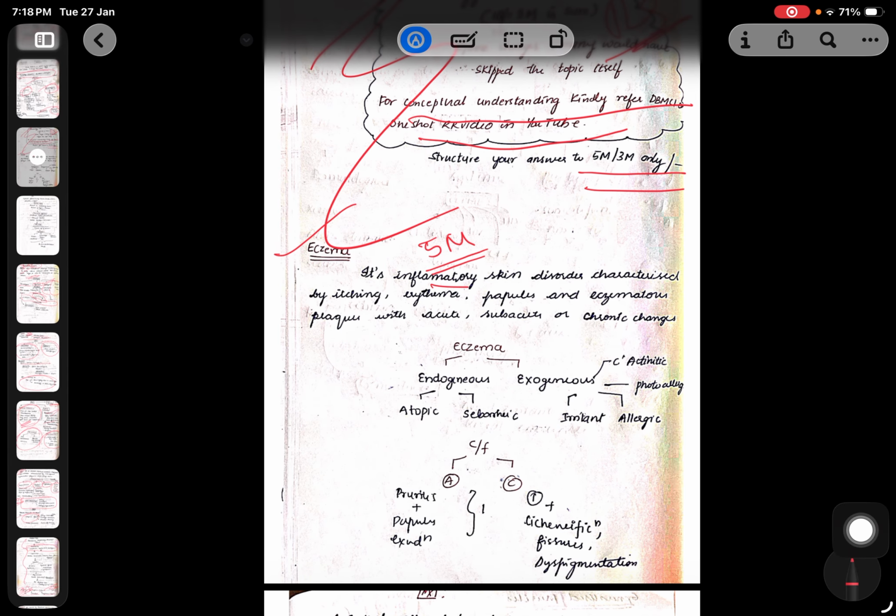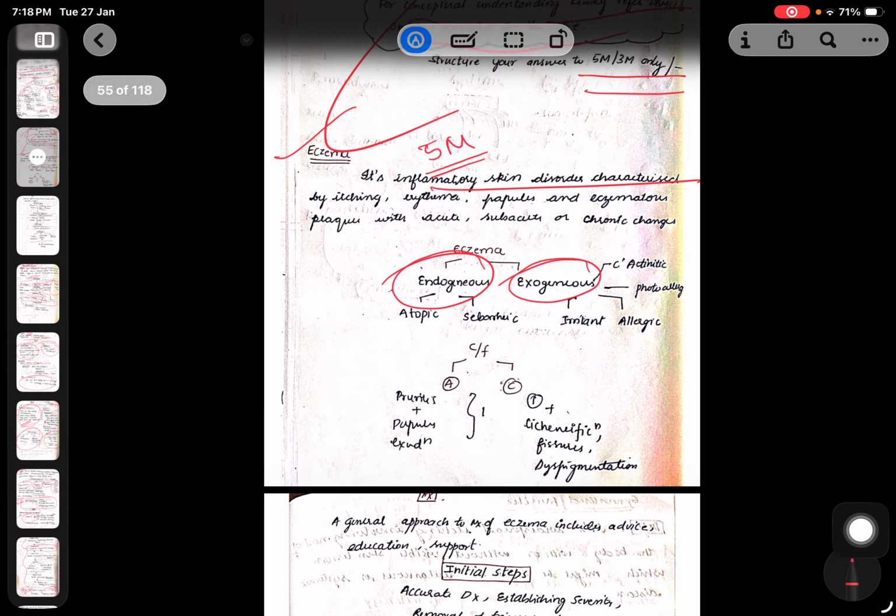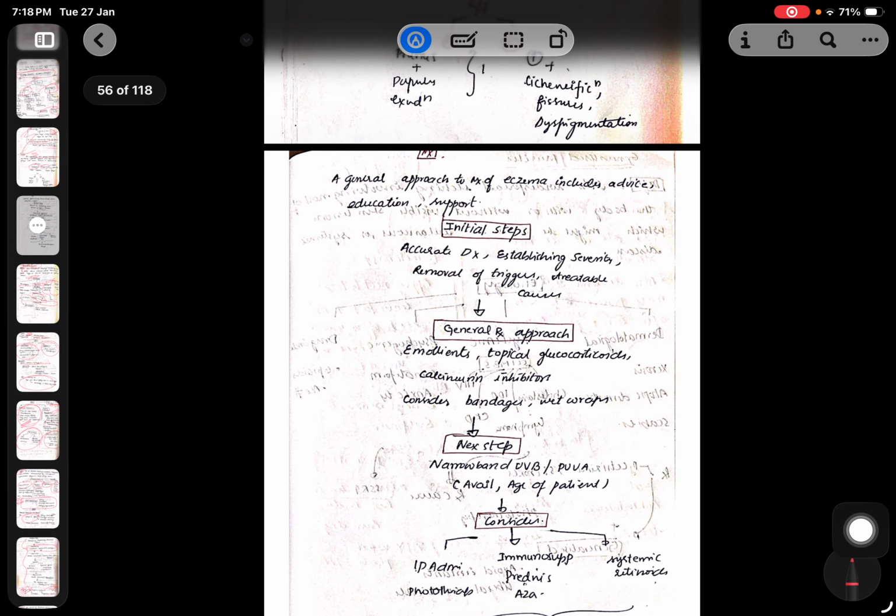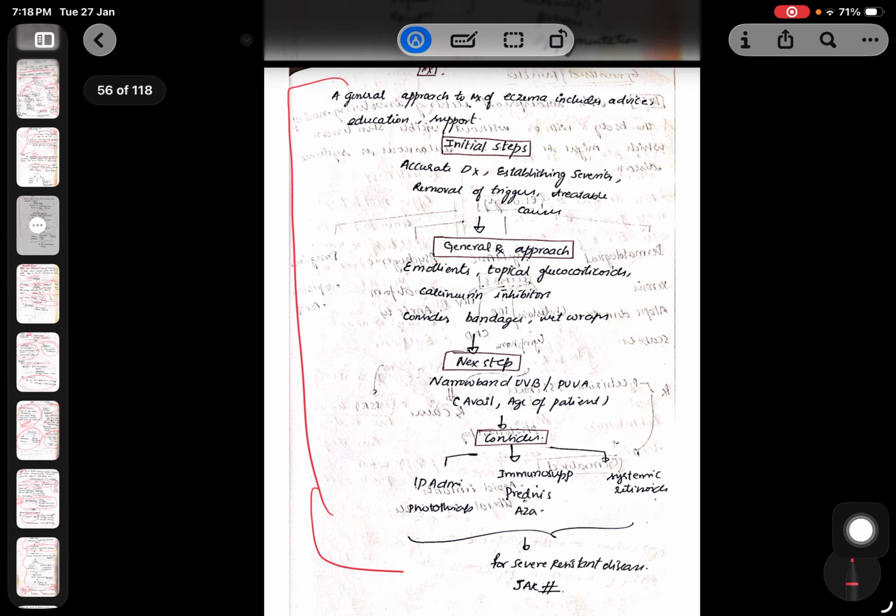So what is that? It's an inflammatory skin disorder. It might be either endogenous or exogenous, based on what is happening. Though the pathogens remain the same, it can be either endogenous or exogenous. These are the initial management steps. I have just copied it from Davidson.